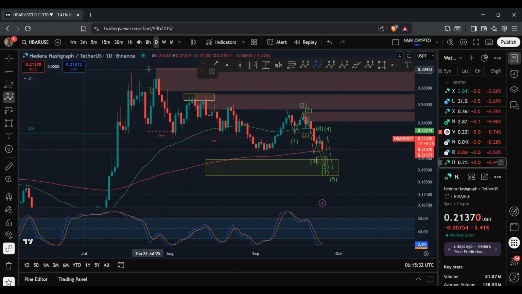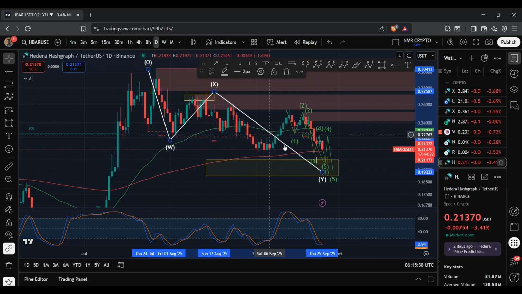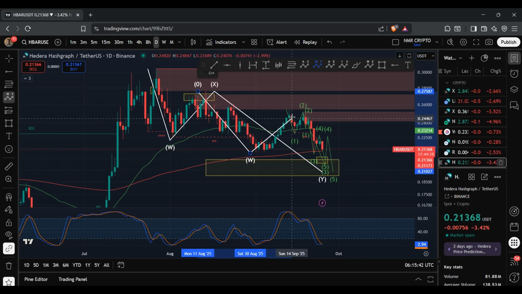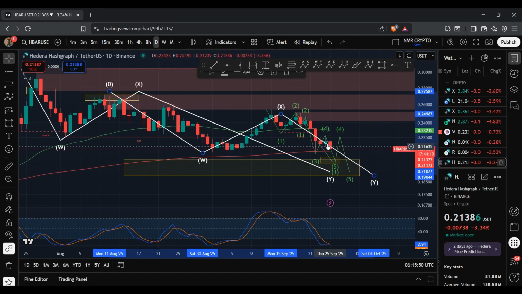So in essence, this would be the W wave, this would be the X wave, and this would be the Y wave. And it looks like this Y wave is also made up of a WXY structure, like so, where the W wave is made up of a 3-wave move, where we had a WXY structure that formed, and the Y wave would then be made up of a 5-wave structure, where we have the wave 1, 2, 3, 4, and 5. But of course, that's something I'm going to be tracking in the days to come, and I'll be keeping you guys updated.